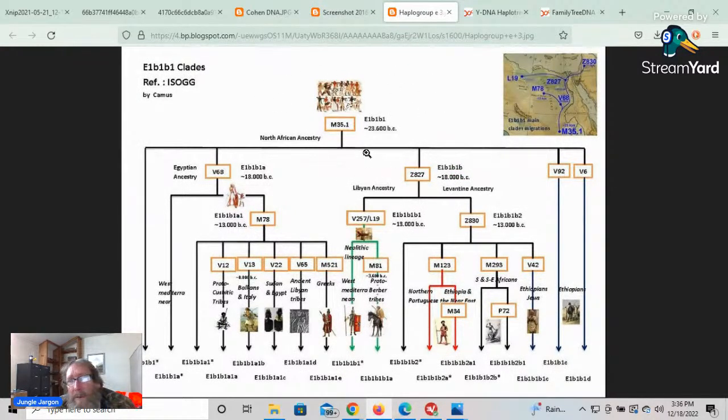M35 is all the descendants of Mitzrayim, which is all E3. So all these here, which includes the Berbers, includes the Egyptians in the land of Canaan, and other groups are all E3, probably descendants of Mitzrayim.